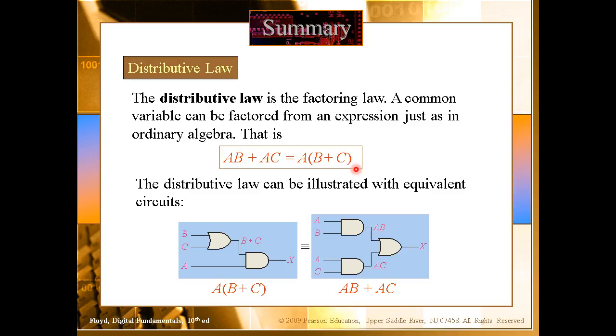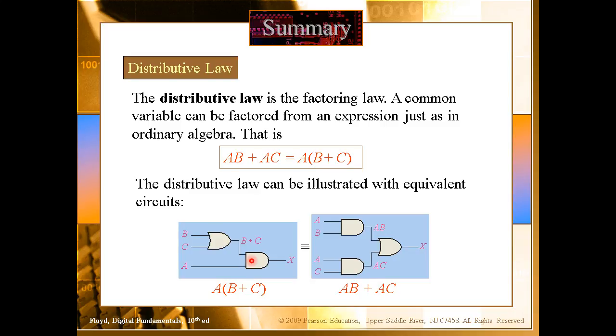But to understand the distributive law better, I also tried to draw two different circuits. Because remember, Boolean algebra is not only the expression, because every expression comes with a circuit, right? So if you take the left side expression, we can draw the circuit we have at the right side, right? And if you take the right side expression, we can draw the circuit at the left side.